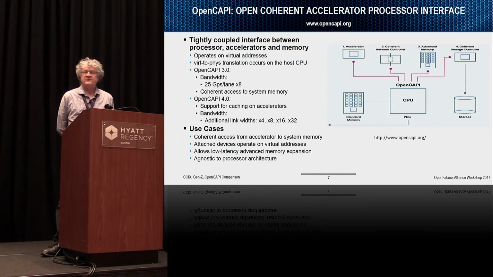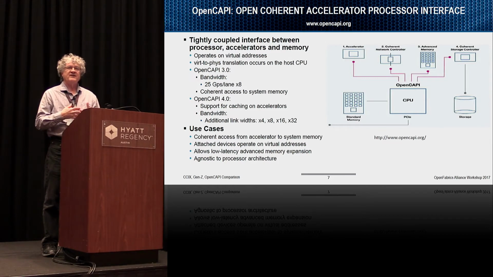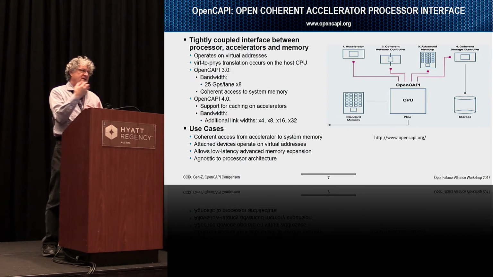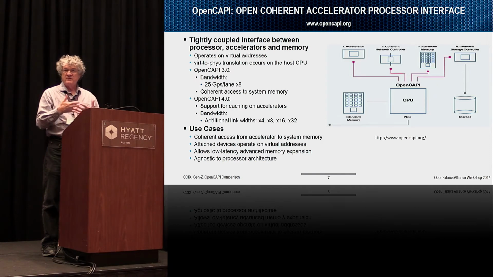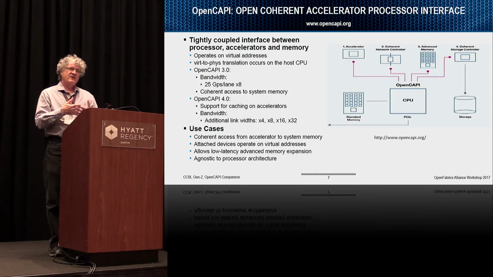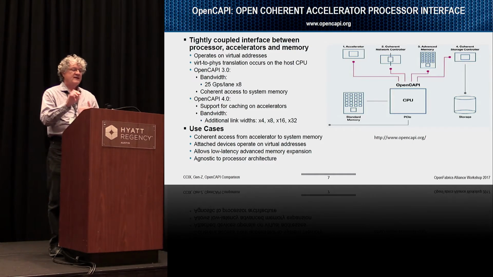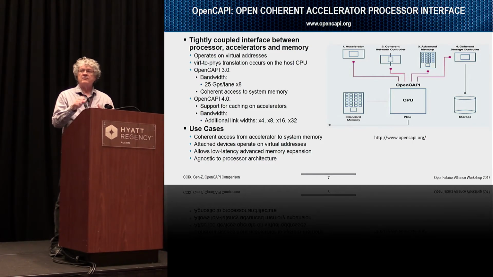OpenCAPI 3.0 will be using 25 gigabit per second PHYs with by 8 lane aggregation. What it provides is that the accelerators have coherent access to system memory. So the accelerator can request memory and get it from the system, and it will be the latest, greatest stuff. It doesn't work the other way. There is not coherence on the accelerators. The accelerator devices are not cache coherent in 3.0. In 4.0, they will be adding support for caching on accelerators.